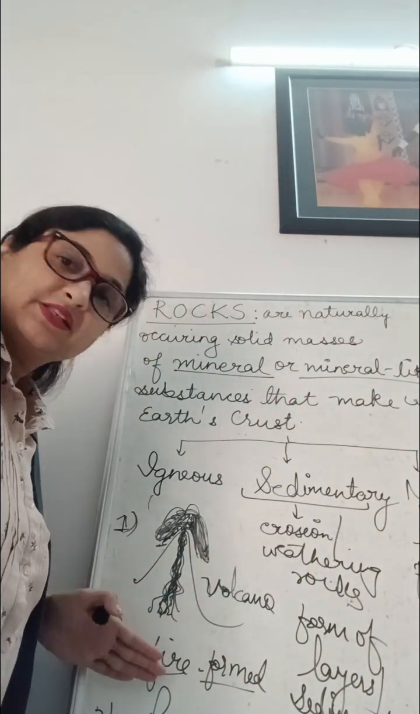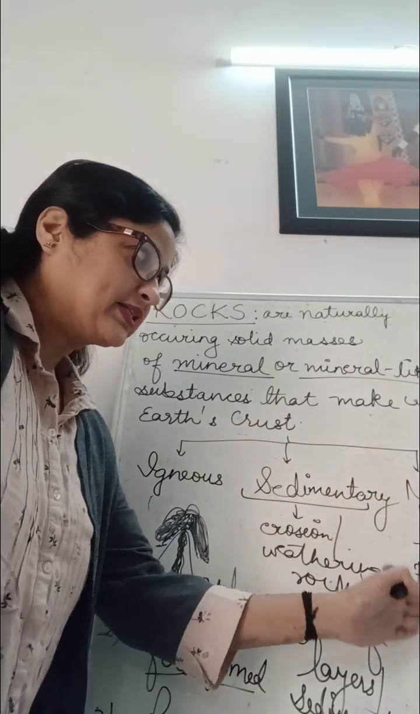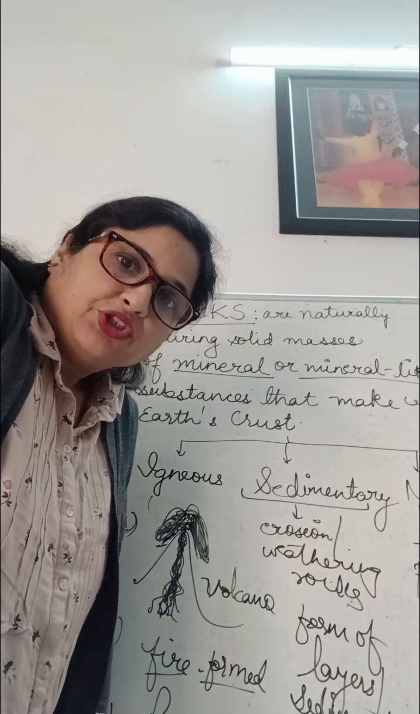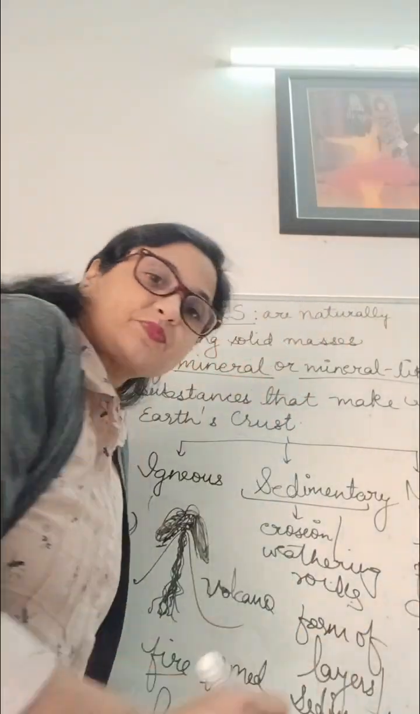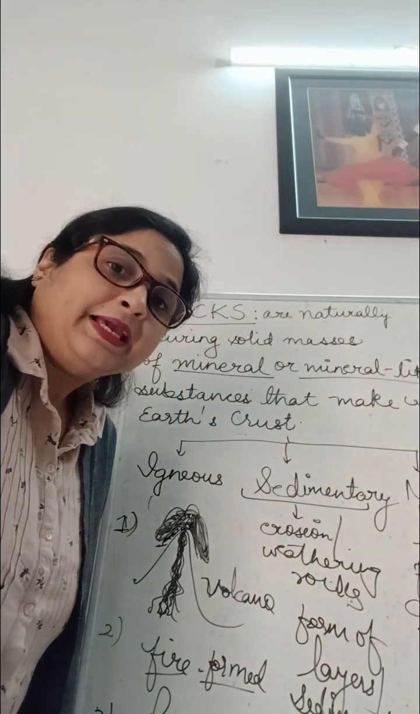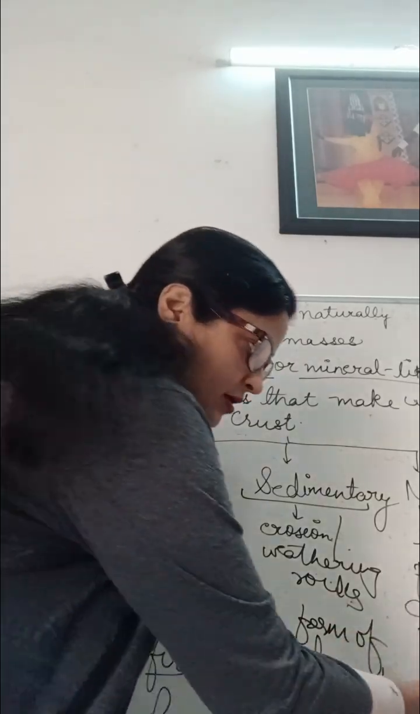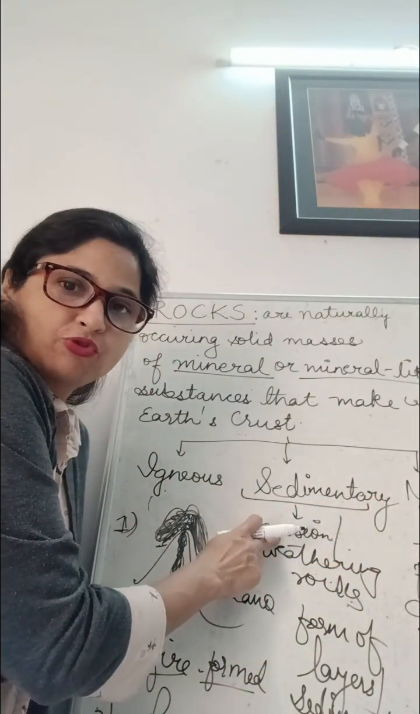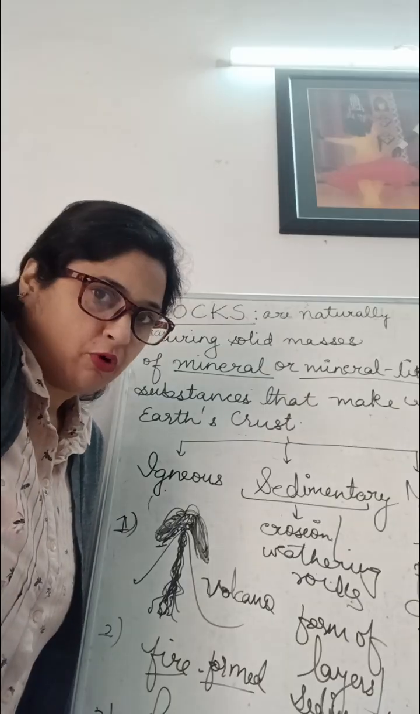If igneous is fire formed and sedimentary is sediment formed, what can we say for metamorphic rocks? How are they formed? They are change formed. How do they change? They change under the application of heat and pressure. With heat and pressure, both sedimentary and igneous rocks can transform or change into metamorphic rocks.